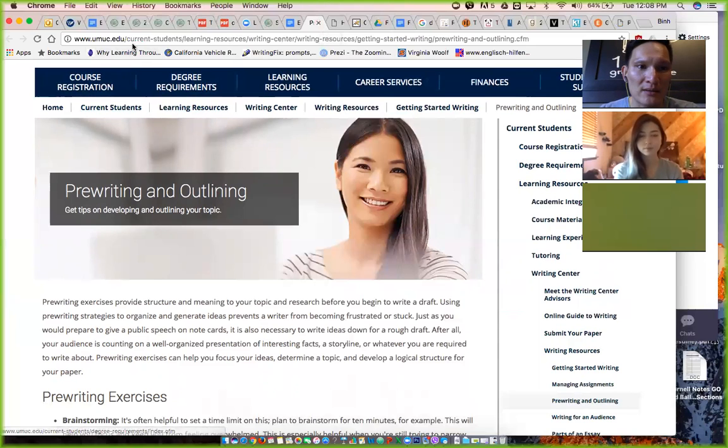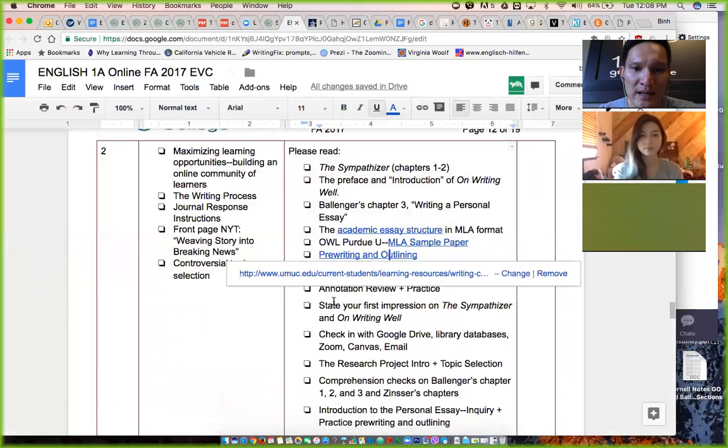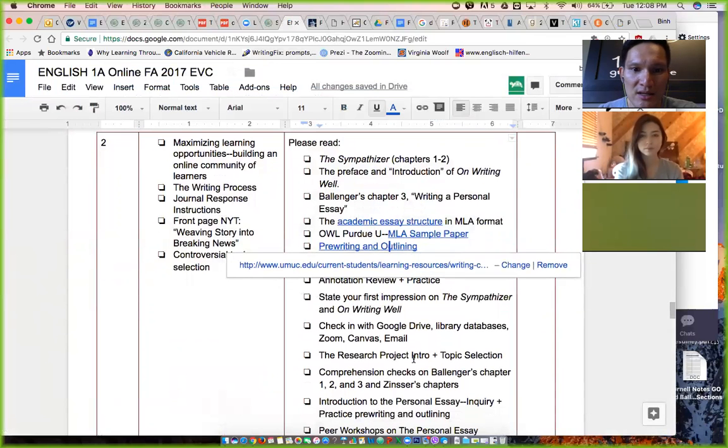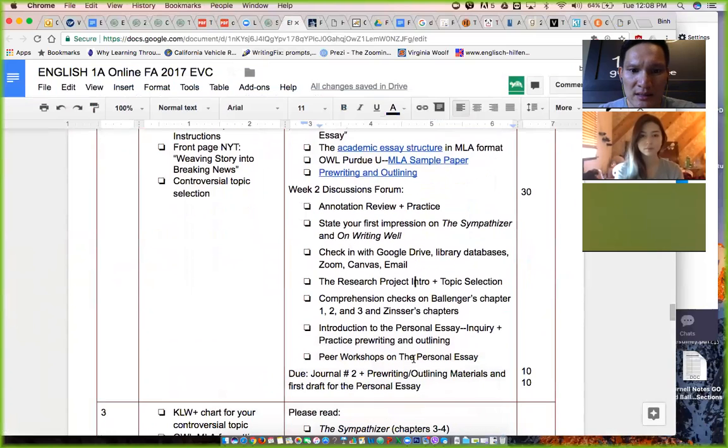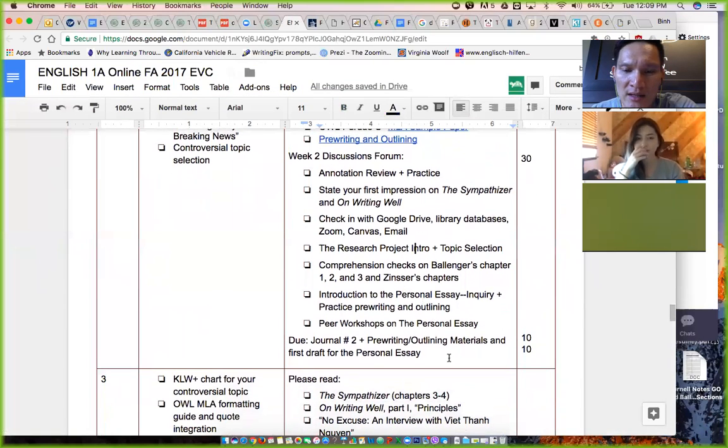So I'm going to talk about the journal now. I haven't put it up yet, meaning put it up in Canvas yet. So I will do that. It says journal 2 is due this week, but last week we didn't have one. So it's going to be journal number 1. That's going to be due on Sunday. Along with journal number 1, you have discussion 2, the week 2 discussions forum. Okay? And then the prewriting and outlining materials for your personal essay.